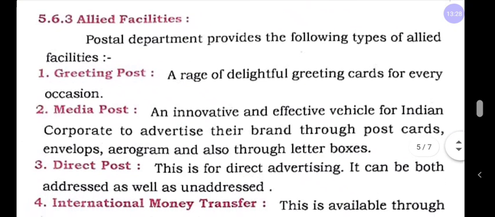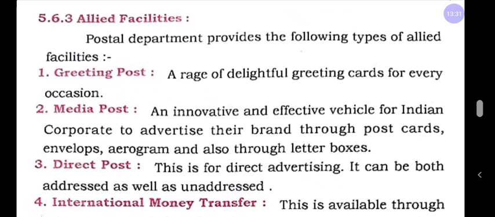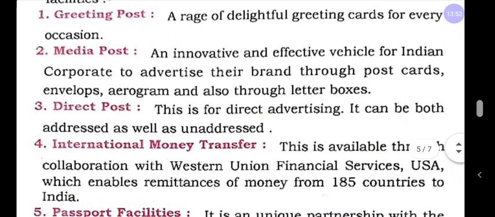And next, third, allied facilities. We have learned financial facilities, mail facilities, and last, facilities in the postal services, that is allied facilities. Allied facilities mean those other than financial and mail facilities. Here the allied facilities are greeting post. If you wish to greet your friends or family members, you can send a greeting card on an occasion, a festival, or at New Year time. So it is called greeting post.